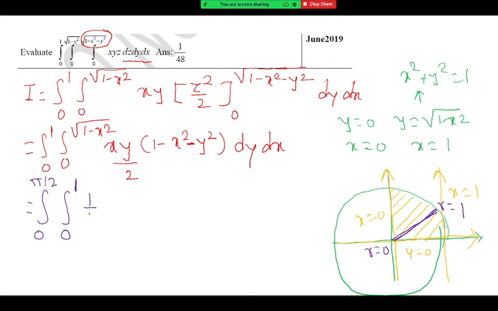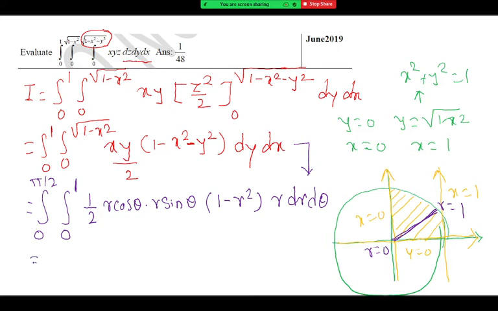Now this 1 by 2 is constant as it is, x is r cos theta, y is r sin theta, and x square plus y square is r square. So there is 1 minus r square, and dy dx is r dr d theta. Now this is the double integral transformed from the Cartesian domain to the polar domain. The reason is the boundary is a part of a circle. It is not compulsory to transform it to polar. You can do it in Cartesian also, but you should be able to manage that calculation. Otherwise, generally I prefer polar form.